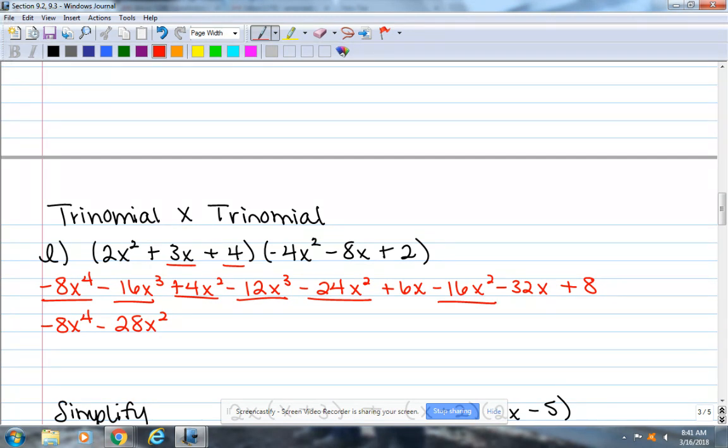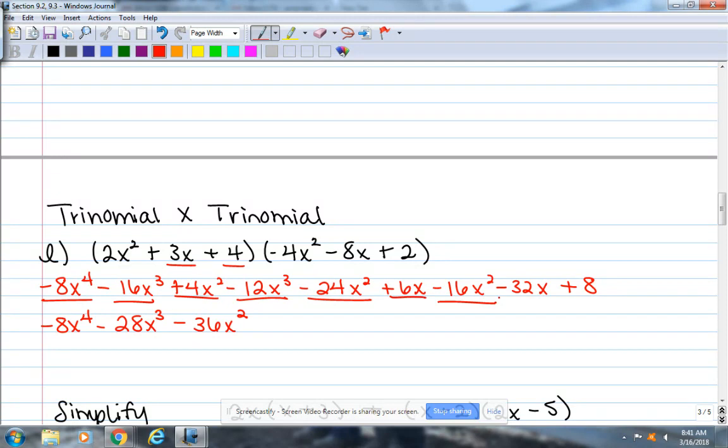Negative 36x squared. You're right. I wrote the wrong exponent. And so that's negative 36x squared. Y'all agree on that one?